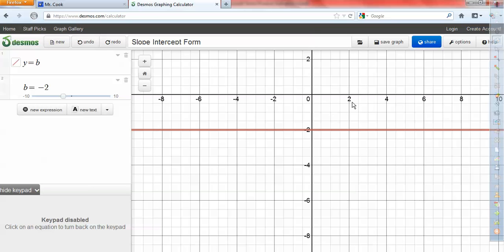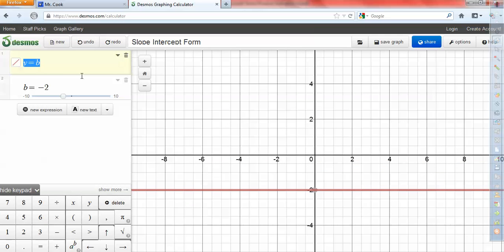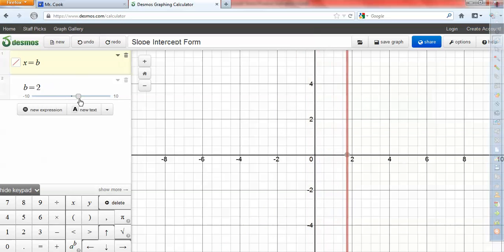Now if we reverse it, right back to the center here, and now all of a sudden I want to say, I don't know, x equals b. Now notice what kind of line I get. It's a vertical line. Why? The same argument that we just did with the horizontal line. It's kind of saying, craft me a line where every x-coordinate is 2. Well, every x-coordinate on this line would be 2. So that's how we get that vertical line looking the way it does.